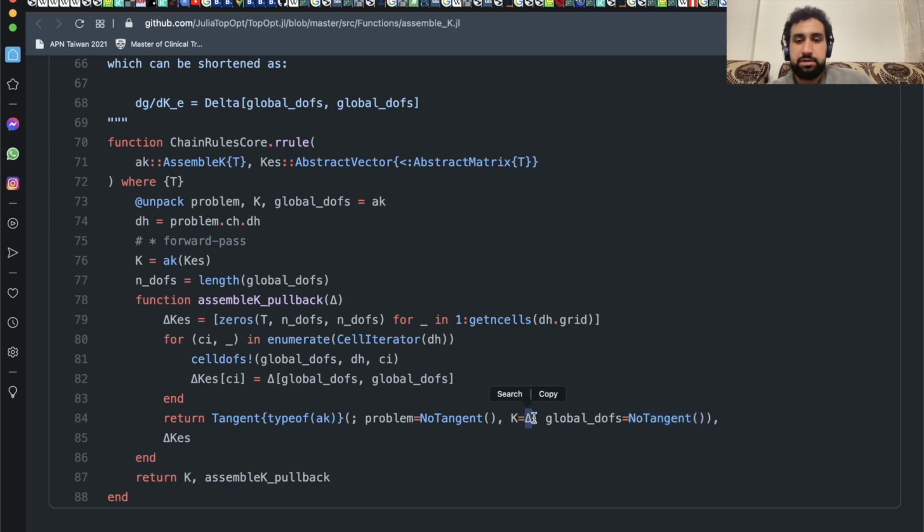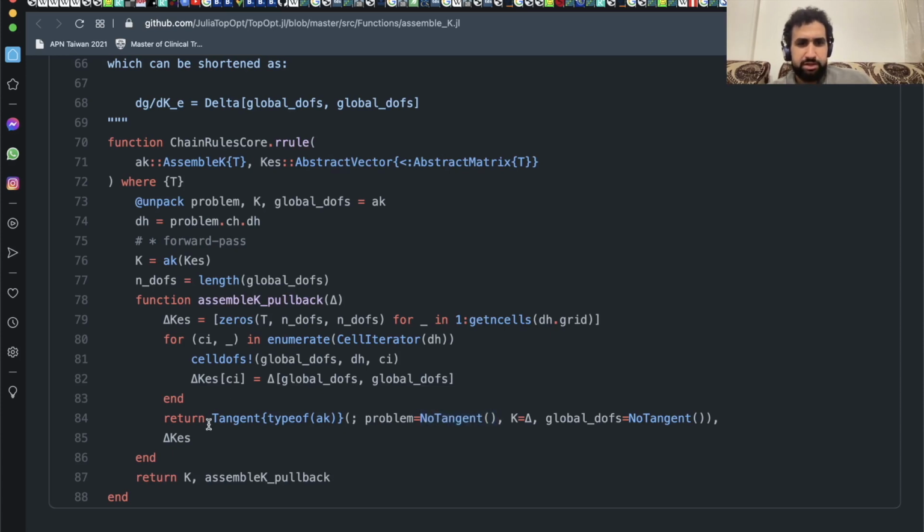And then I can also specify what the propagated cotangents are for some of the other ones. So here I'm saying that there's no tangent for the problem, and there is a tangent for k, but there's no tangent for global doffs. And again, this is typically known as the cotangent, but here you can just use no tangent to say that there's no further information. There's nothing more to see here, right? Just don't look inside, or don't try to go backwards further. That's as good as it gets, right?